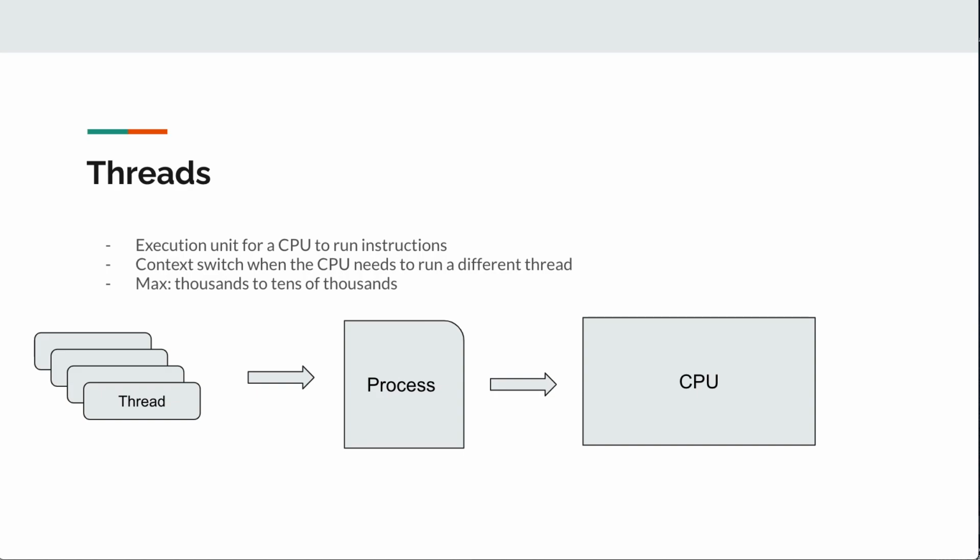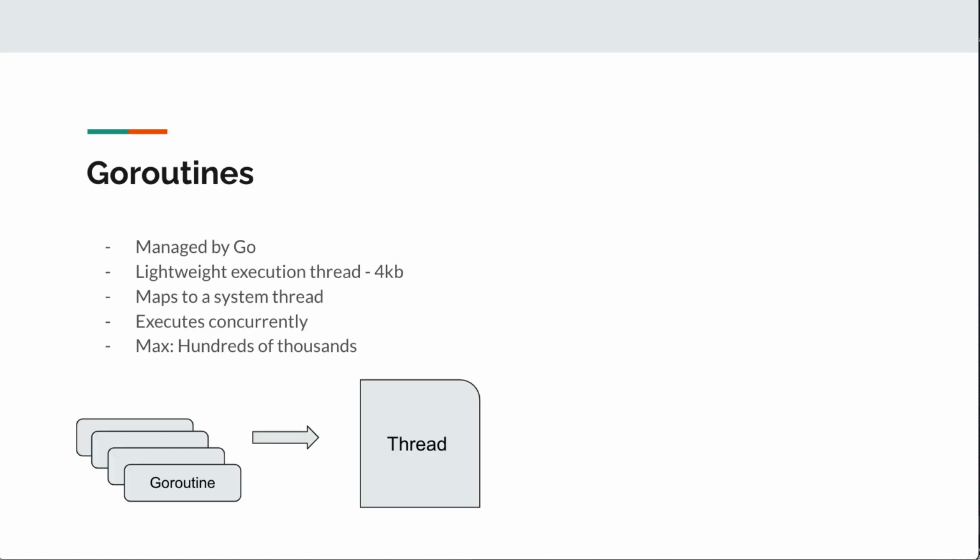And normally the maximum number of threads for a process is on the order of thousands to tens of thousands. You wouldn't see very much more than that because of the overhead that it costs. Now, Goroutines, also called coroutines in other languages, are managed by Go, and they're very lightweight execution. They only take about 4 kilobytes of memory, and they map to a system thread when they're executing concurrently.